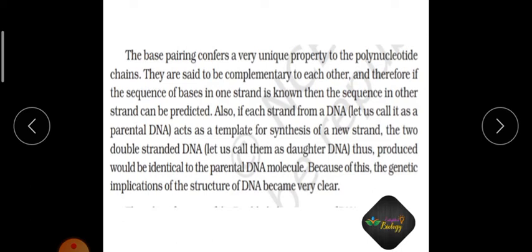So this is the basis of replication. Replication happens in this manner. Even transcription happens based on the complementarity rules only. Is that clear? That is what has been explained here. So let us move on to the next one.